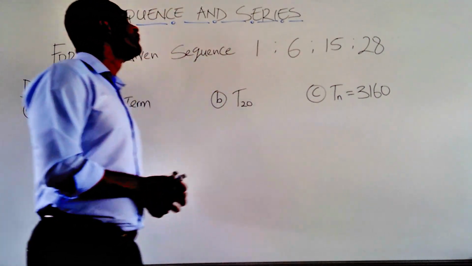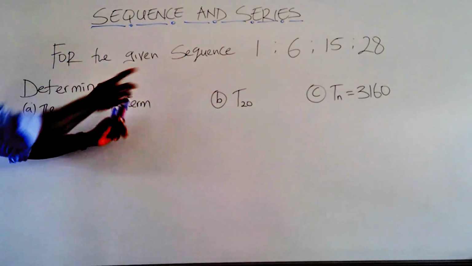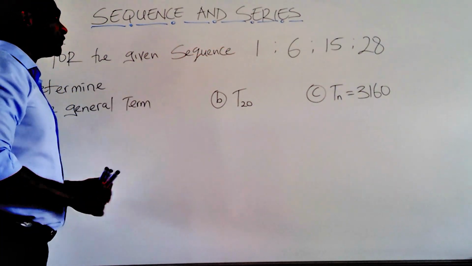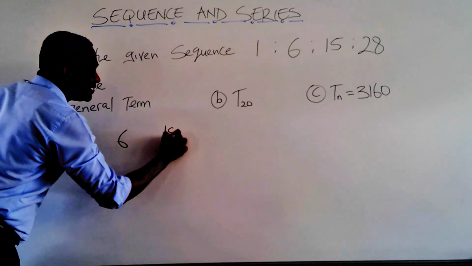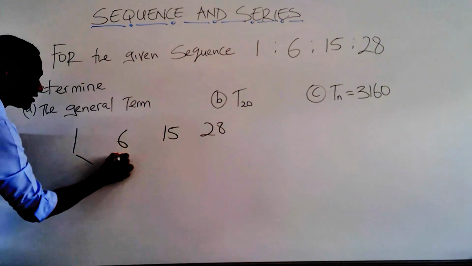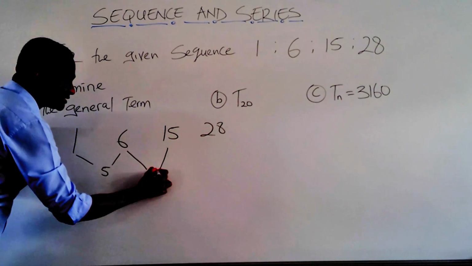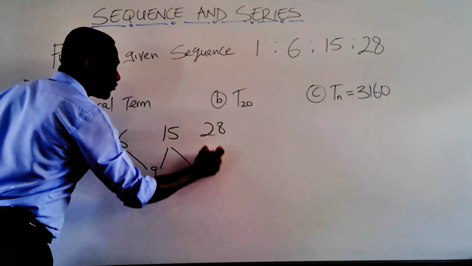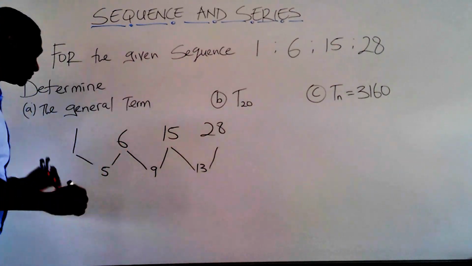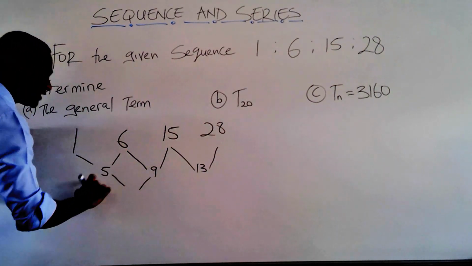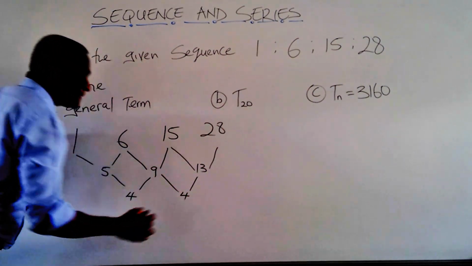So let's check for the second common difference, which characterizes the quadratic number pattern. If we have a second common difference, then that is a quadratic number pattern. So let's see. We have 1, 6, 15, and 28. The first common difference is 5: 6 minus 1. 15 minus 6 gives us 9. And 28 minus 15 gives us 13. The first common difference is not equal. Let's try the next one. Second common difference, 9 minus 5 is 4. 13 minus 9 is also 4.